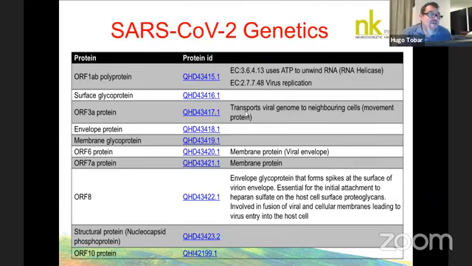And so here we have this protein here, the 3A. This is the transport protein that actually helps get the viral RNA into the cell.